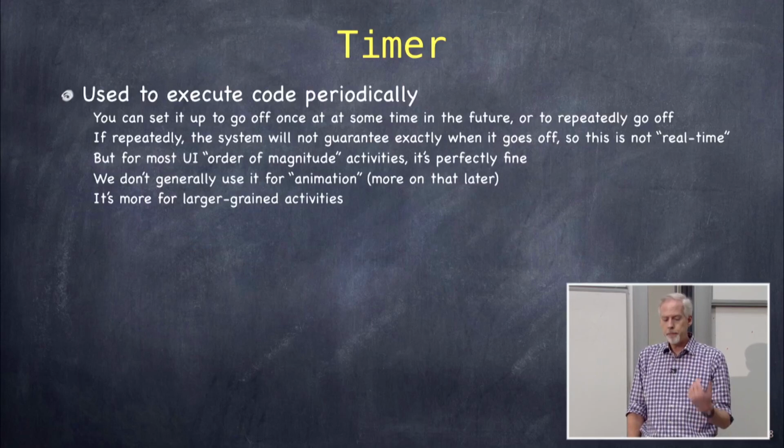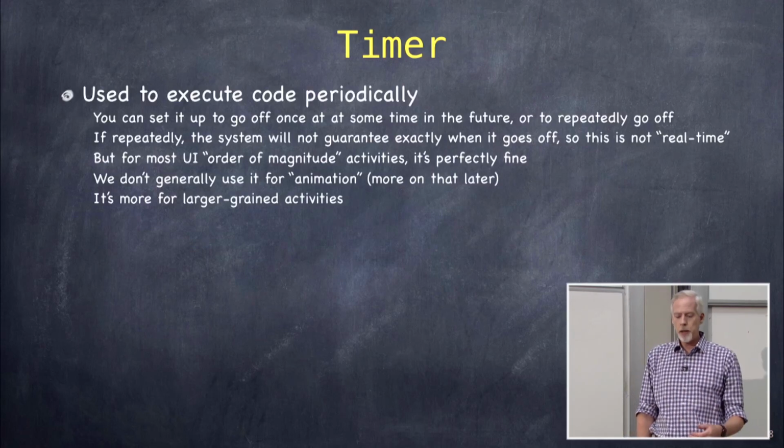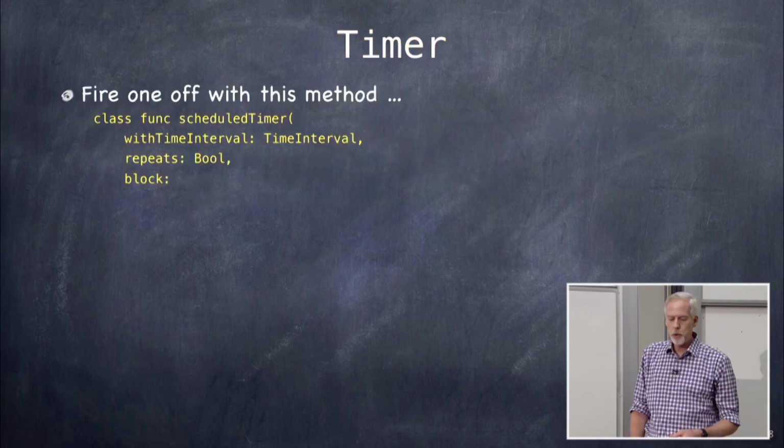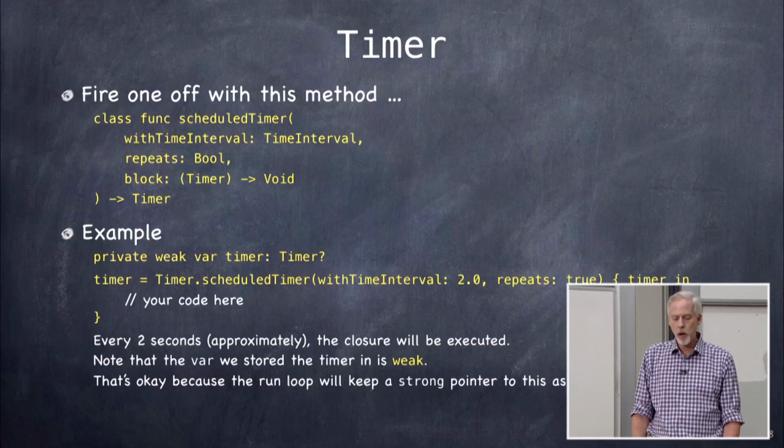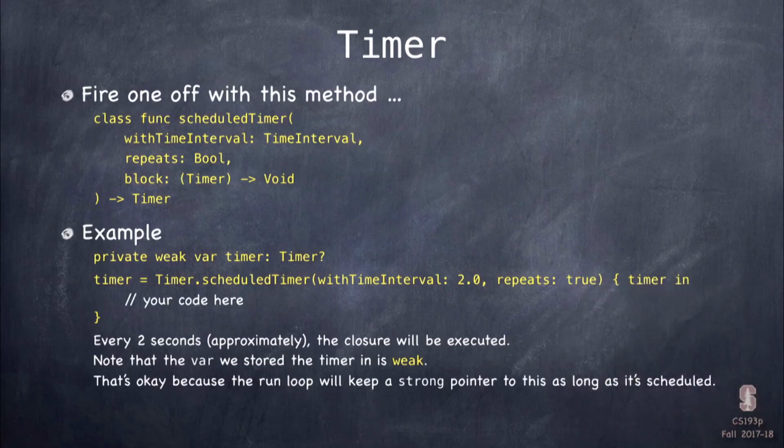So how do we use timer? The easiest way to use timer is to use this class function on timer called scheduled timer. It only has 3 arguments. One is the time interval to wait until it executes, whether it repeats, keeps doing it, and the block of code, which is a simple little block that takes a timer as the argument and returns nothing. And it'll just execute that code. So it could not be simpler.